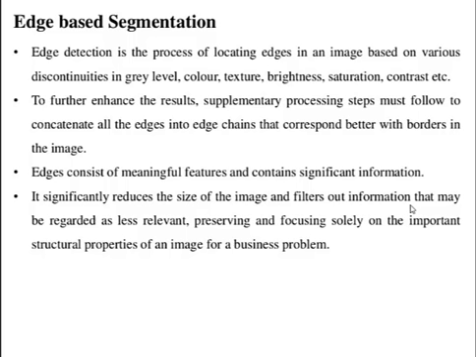So we have to concatenate all the edges into edge chains. So these edge chains will finally form a closed body object. Edges consist of meaningful features and contain significant information. So it significantly reduces the size of the image and filters out information that may be regarded as less relevant, preserving and focusing totally on important structural properties of the image.